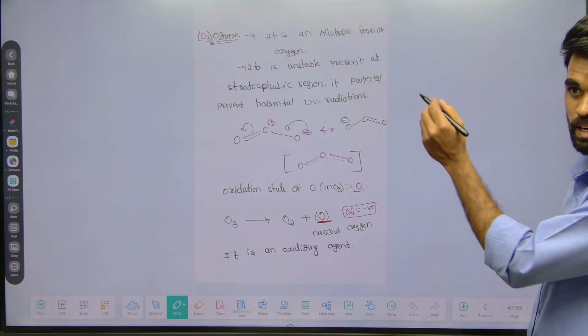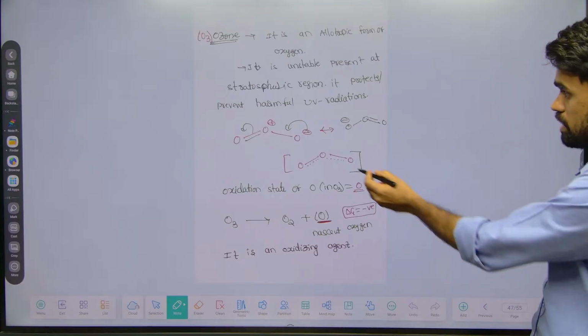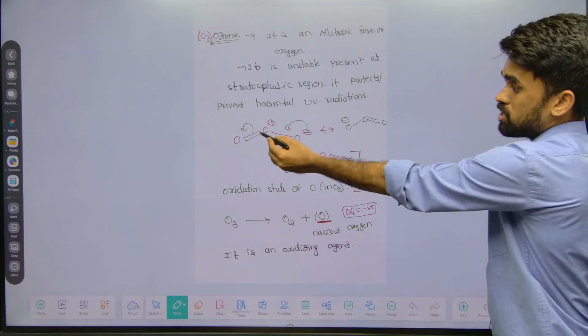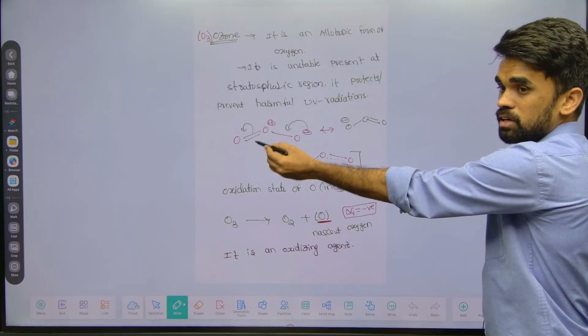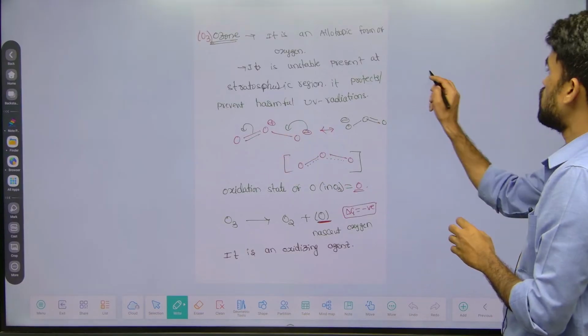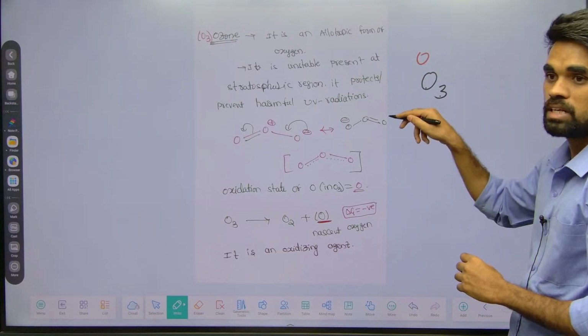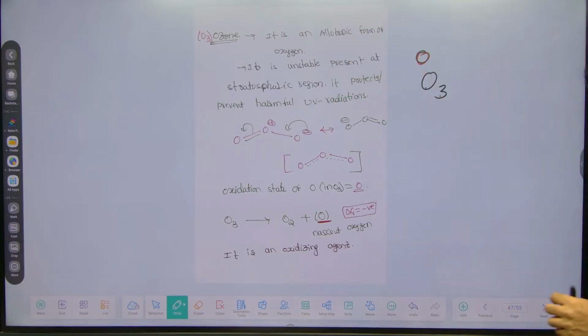Ozone structure will be written as O3. Okay, and these are the resonating structures. The bond length will be the same. And what is the oxidation state of each oxygen in ozone? Ozone now, same element combined with itself. 0. Okay.